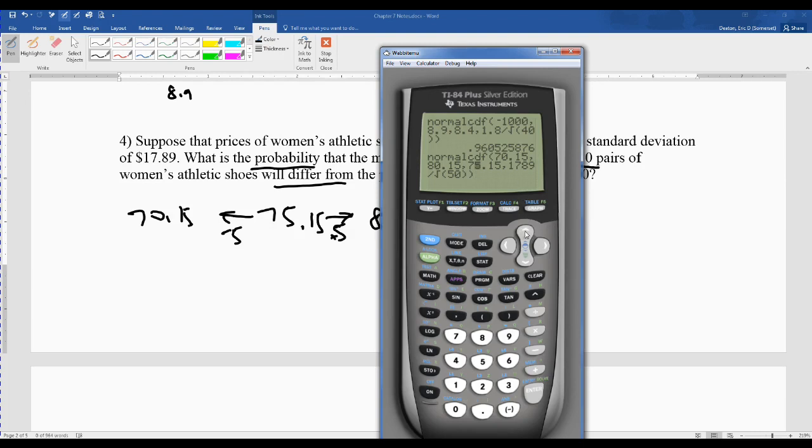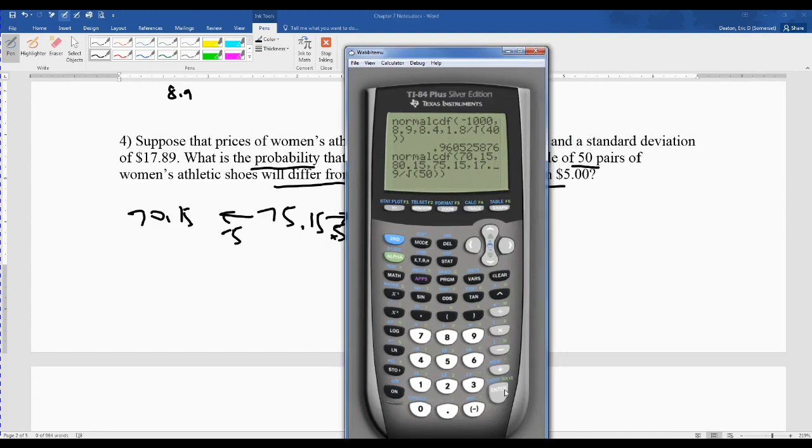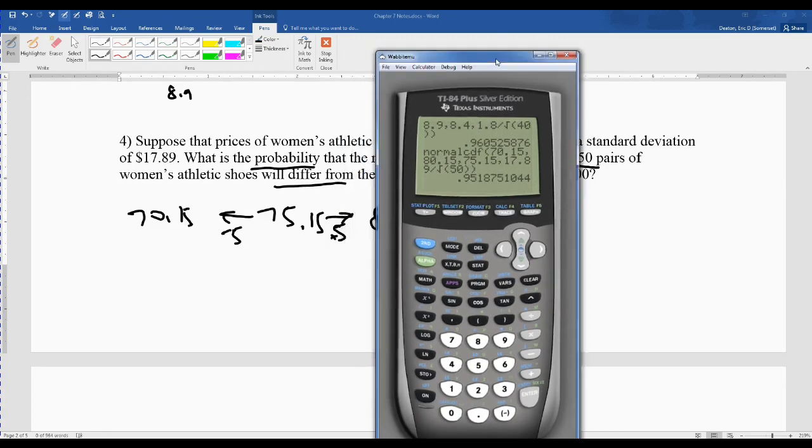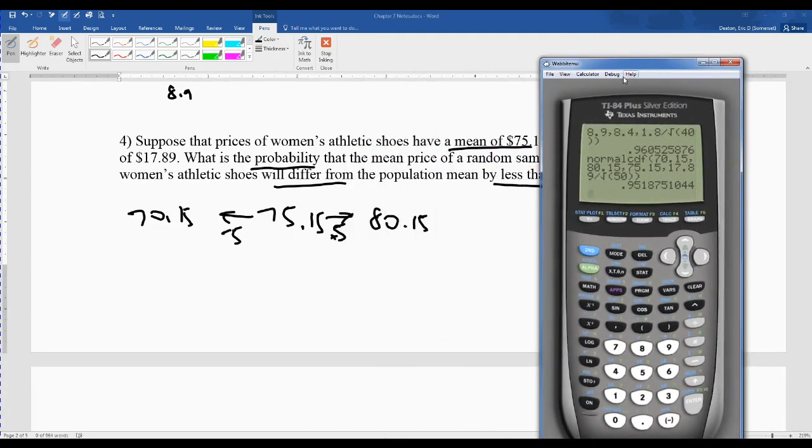Make sure you type it in correctly because I did not. It didn't feel like I did, and so I paused to make sure, and I'm glad I paused. It's 17.89. So 70.15, 80.15, 75.15 is the mean. 17.89 divided by the square root of 50 is what we use for the standard deviation, and we get 0.95.